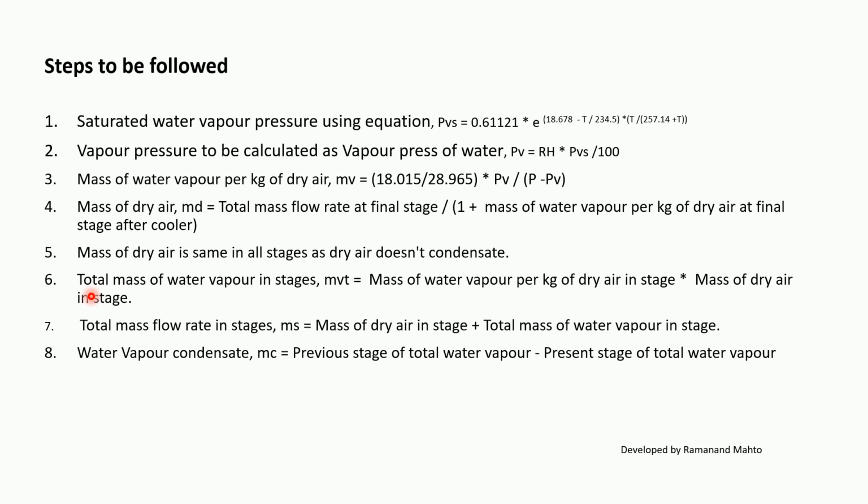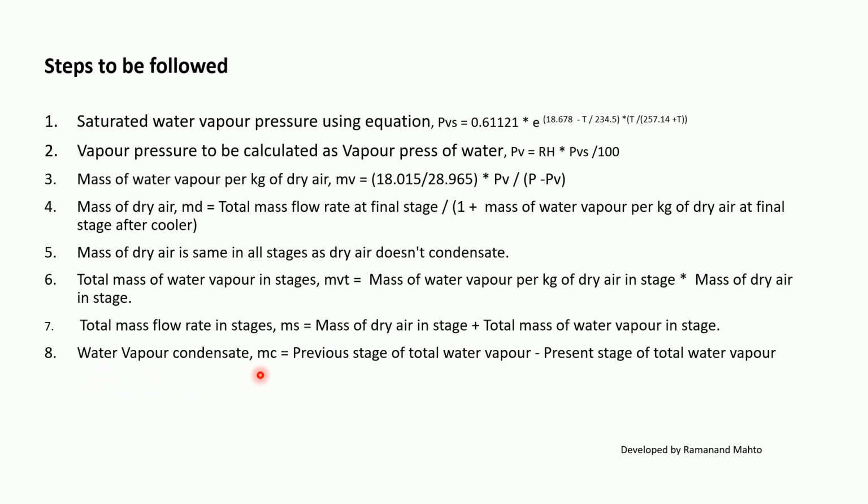Total mass of water vapor in a stage is equal to mass of water vapor per kg of dry air in the stage into mass of dry air in the stage. Total mass flow rate in a stage is equal to mass of dry air in the stage plus total mass of water vapor in the stage.